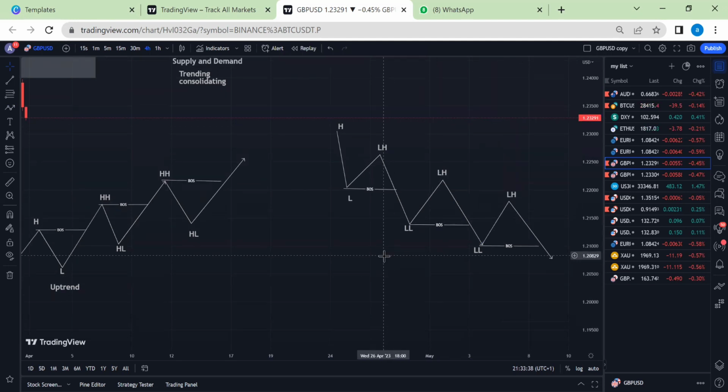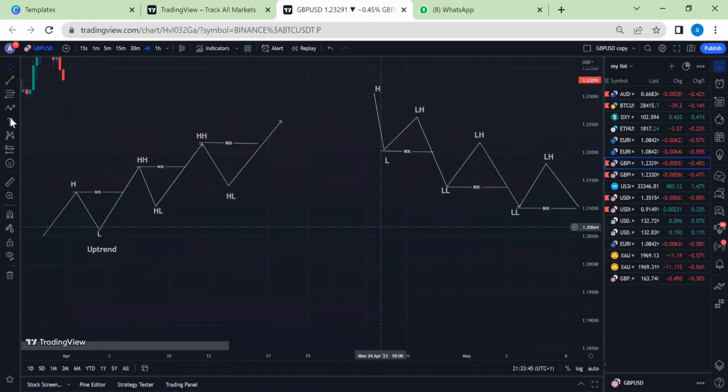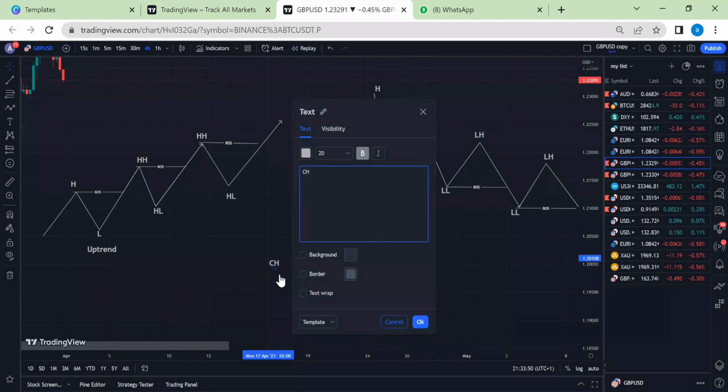Now after knowing BOS, the next thing you have to know is another thing we call change of character. Change of character, we short it as CHOCH, right? C standing for change, O standing for of, CH standing for character.